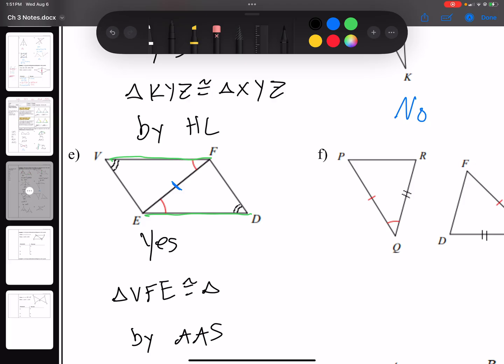I started off with V, which was 2 marks. That means D. Then I said F, which is 1 mark. So E has 1 mark, then F.